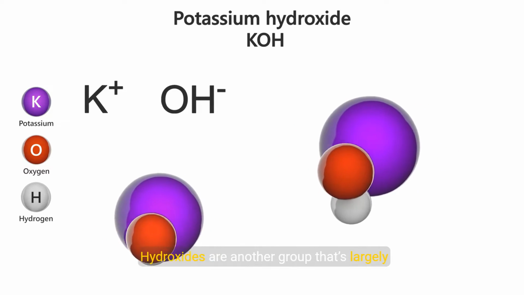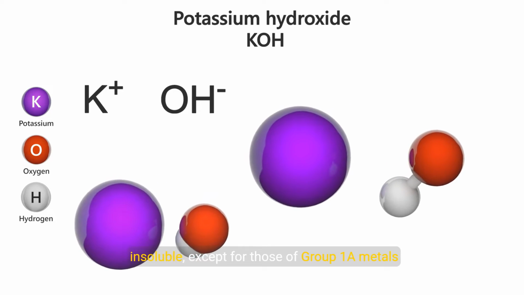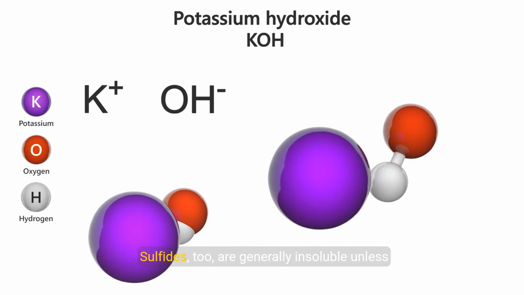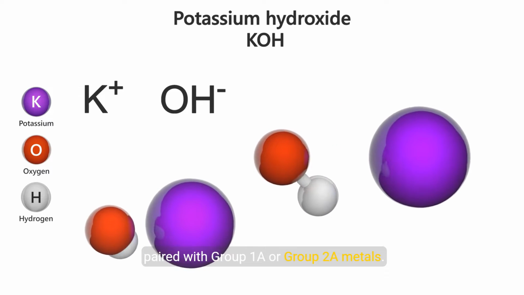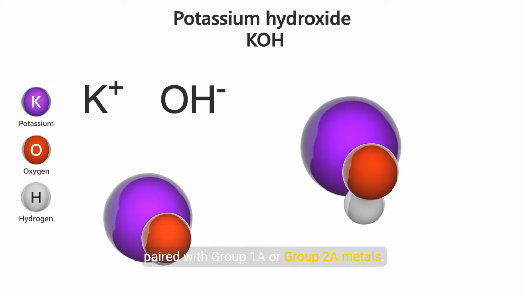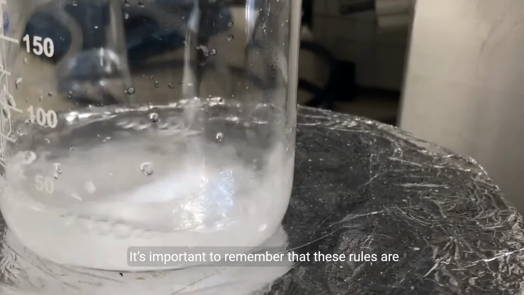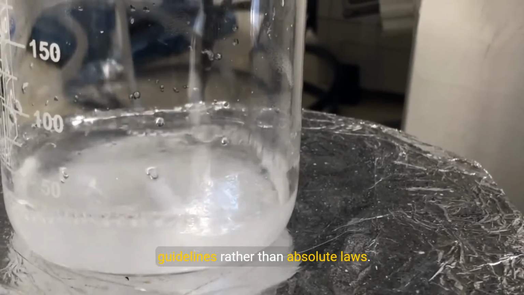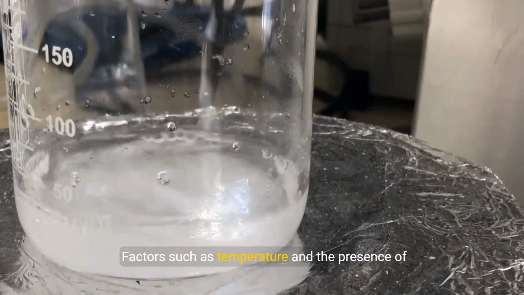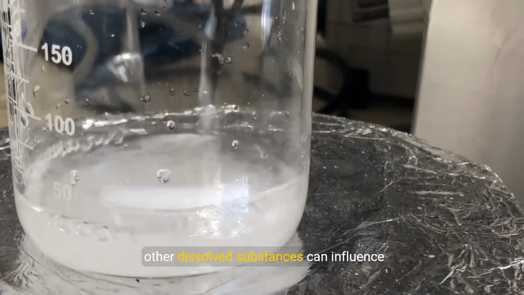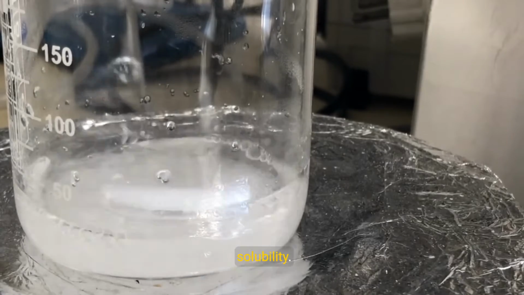Hydroxides are another group that's largely insoluble, except for those of group 1A metals and barium. Sulfides, too, are generally insoluble unless paired with group 1A or group 2A metals. It's important to remember that these rules are guidelines rather than absolute laws. Factors such as temperature and the presence of other dissolved substances can influence solubility.